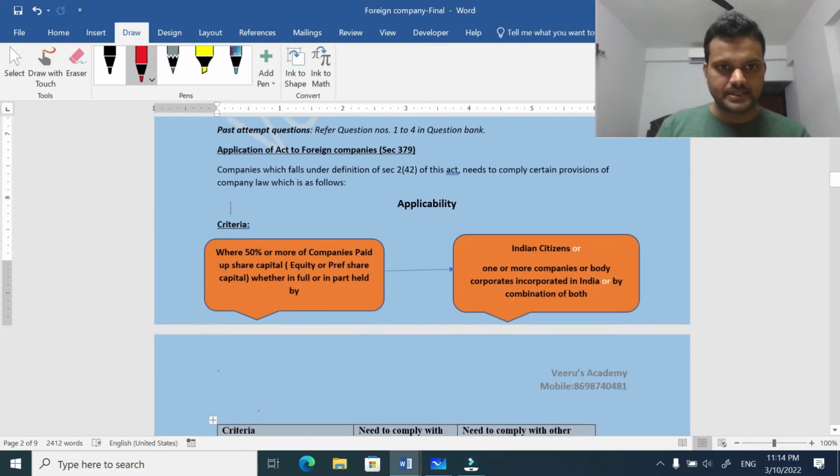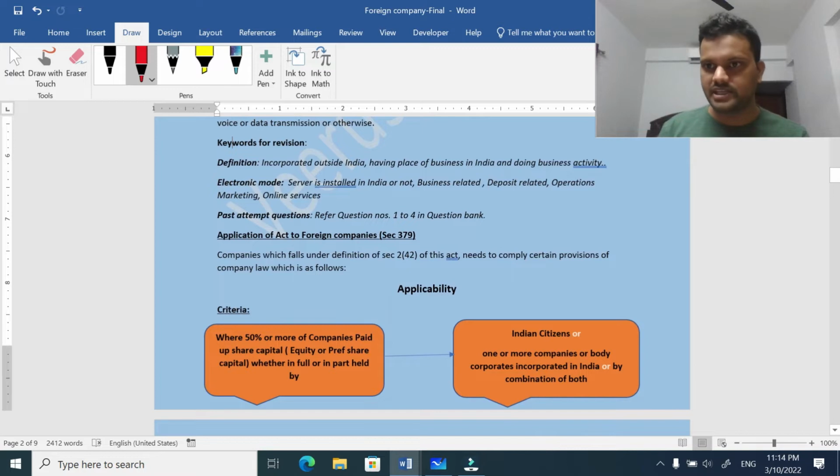We all study well, we all do very well, but what is the problem with us? When we are doing the third revision or the day before the exam revision, we don't have time to read all the provisions. Students are losing marks there even though they did it very well in the first level of preparation. That is the reason why I have provided keywords for revision, like a definition.